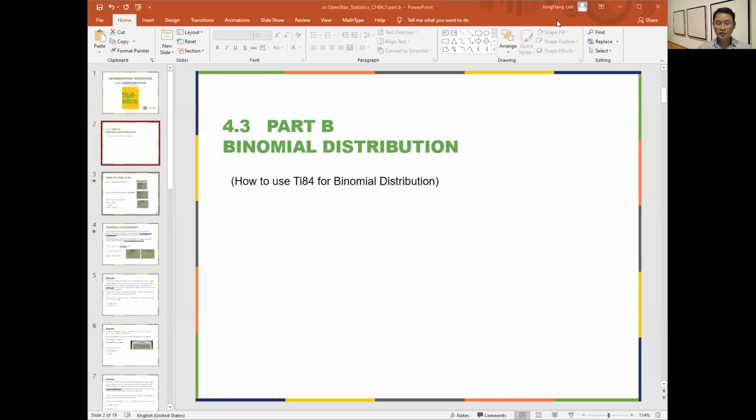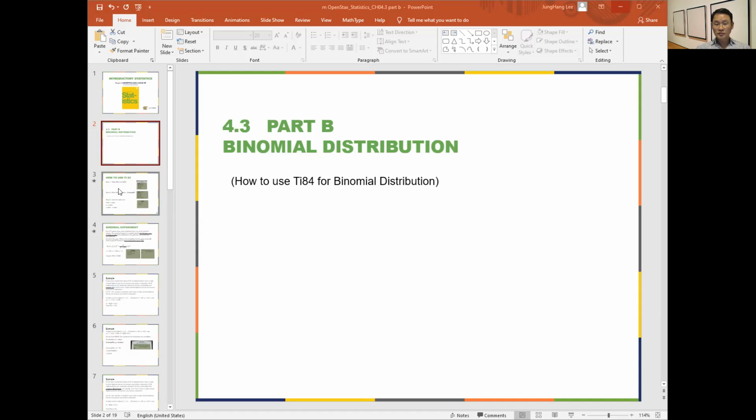Today we are going to continue to investigate binomial distribution, right? And today we are going to learn how to use the TI-84 for that calculation. As we know, the TI-84 is a wonderful tool. It can do a lot of things, and that includes this binomial distribution.